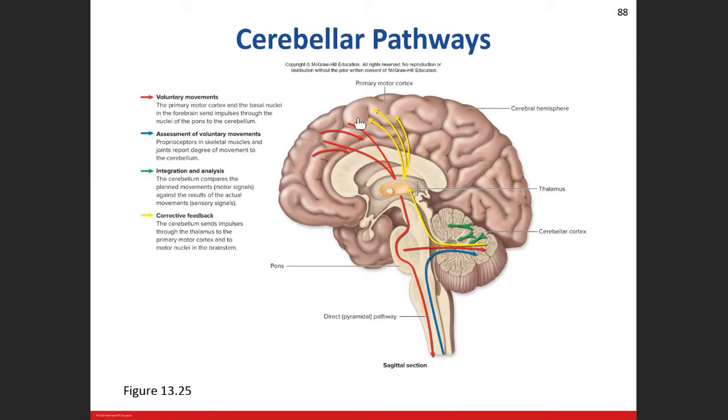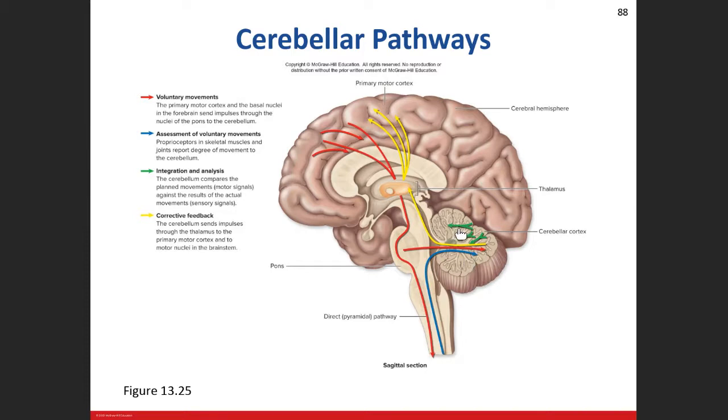cerebrum. Look at here. The red arrows show you voluntary movement. The primary motor cortex and the basal nuclei in the forebrain send impulses through the nuclei of the pons, as you see here, to your cerebellum. Then the blue color shows you assessment of voluntary movement. The proprioceptors in the skeletal muscle and joints report their movement and their degree of flexion and extension to your cerebellum. The green part shows you the integration taking place.